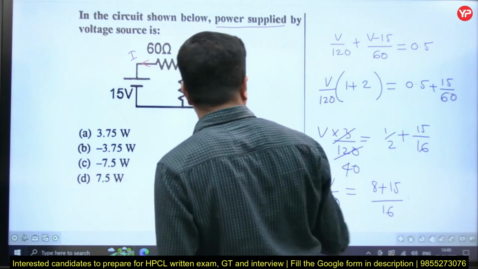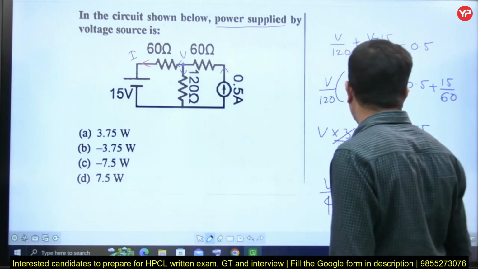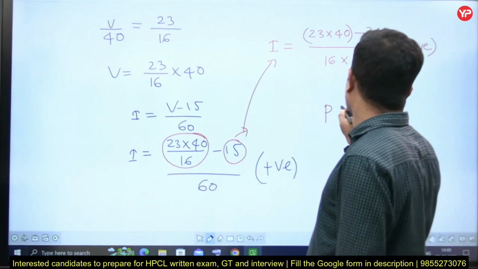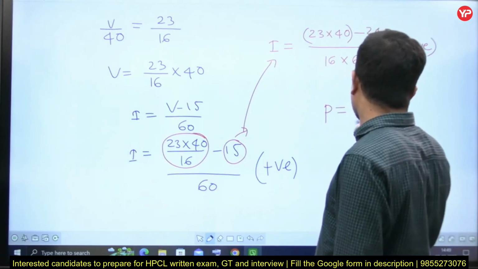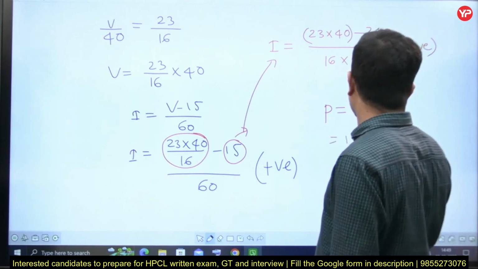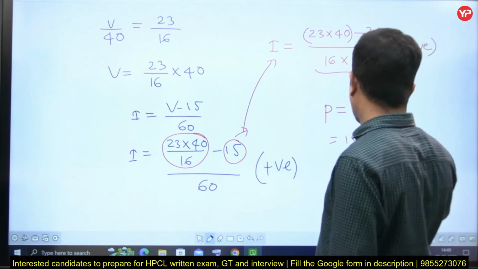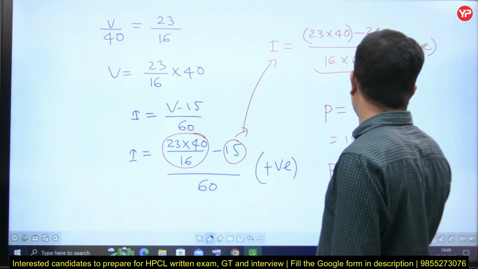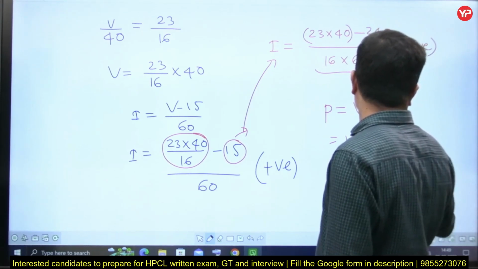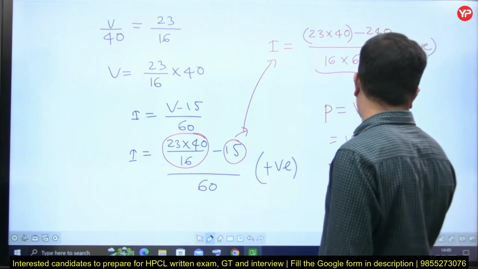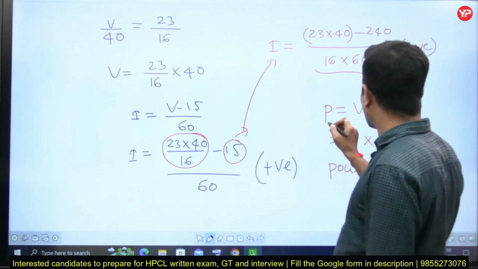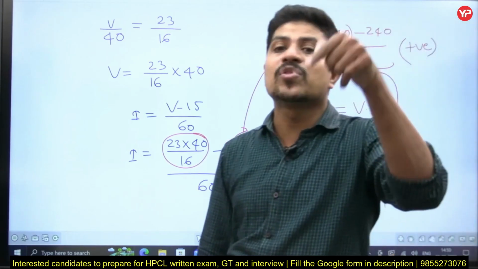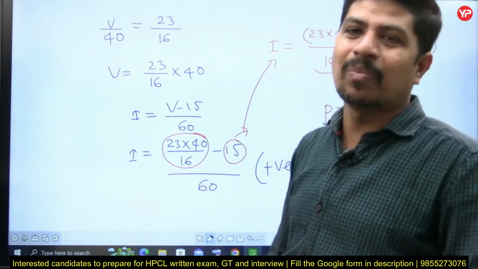What is the formula for P? P is equal to V into I, that is equal to 15 into this total part you put here. But power supplied is equal to minus P, what you got here, because it is absorbing. He asked about supplying.